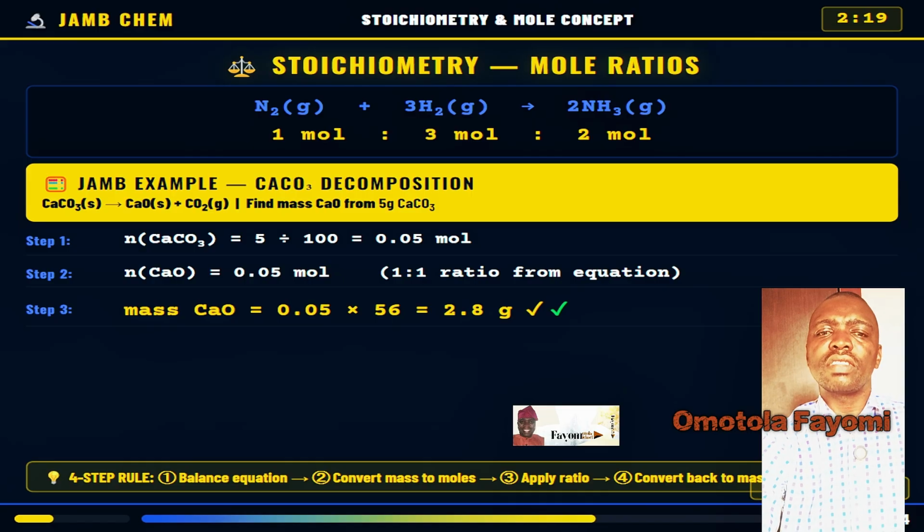JAMB loves the 4-step approach, and these are: Step 1, balance the equation. Step 2, convert given mass to moles. Step 3, apply the mole ratio from the equation. Step 4, convert back to mass if needed.